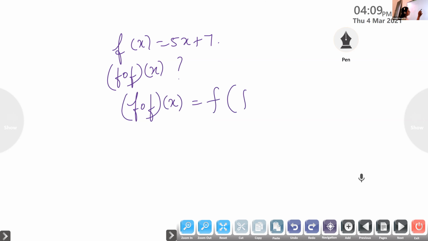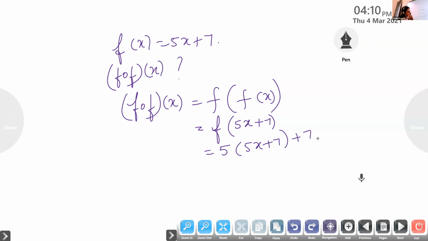It is F of F of x, isn't it? So that is F of, what is F of x? 5x plus 7. Now tell me, Nandana, what is F of 5x plus 7? What is the answer? Yes, right. 5 of 5x plus 7 plus 7.